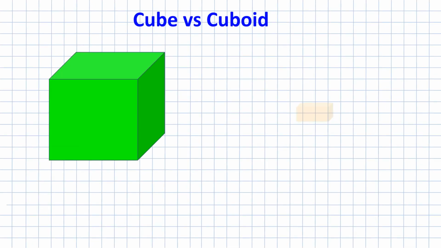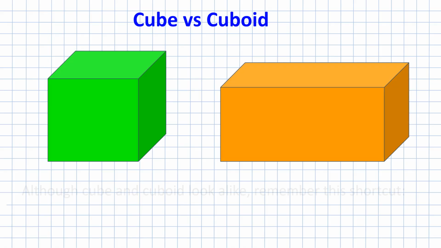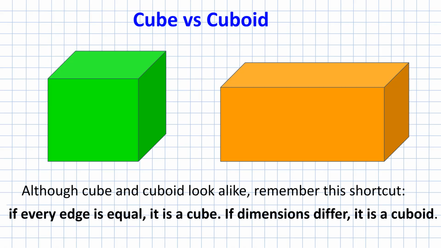The main way to distinguish a cube from a cuboid is to remember this shortcut. If every edge is equal, it is a cube. If the dimensions differ, it is a cuboid.